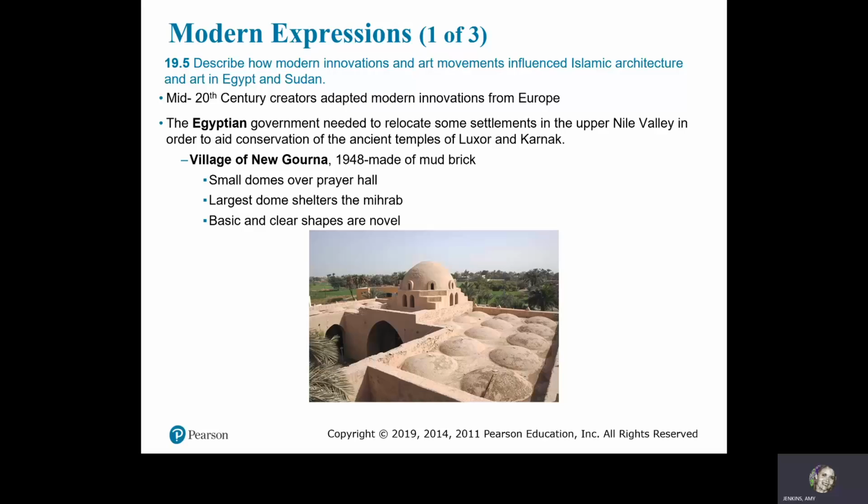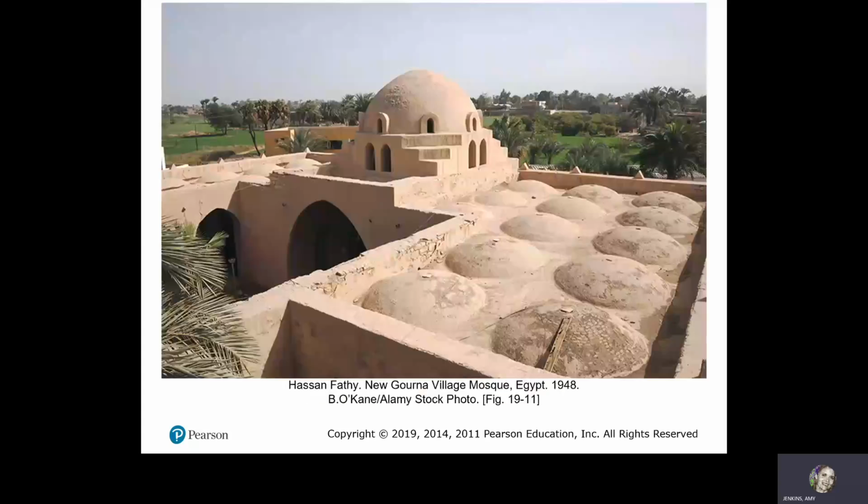So the village of New Gourna was created in 1948, made of mud brick. It has small domes over a prayer hall, the largest dome shelters the mihrab, and it has basic and clear shapes. They were novel because of how it all looked, and it was new. It enticed people to make the move. Hassan Fathy is the one who created the New Gourna Village Mosque, Egypt. He created an entire village in 1948.